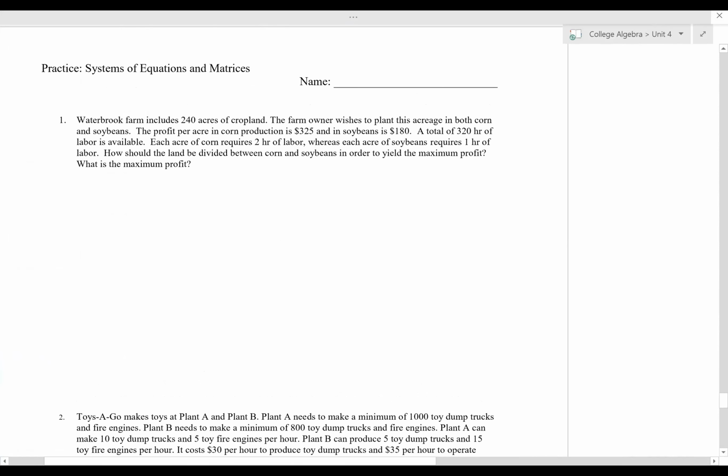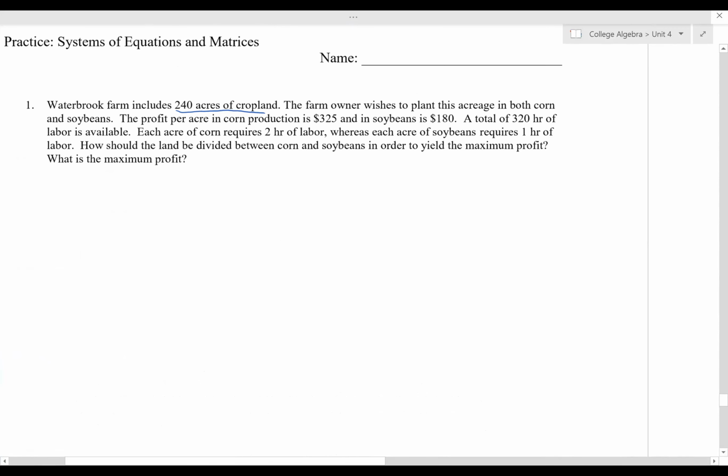I'm going to try to fit in 2 examples just so you can kind of see a difference where one is greater than and one might be less than. Okay, so Waterbrook Farm includes 240 acres of cropland, and the farm owner wants to plant this acreage in both corn and soybeans. And the profit per acre in corn production is $325, and in soybeans is $180.